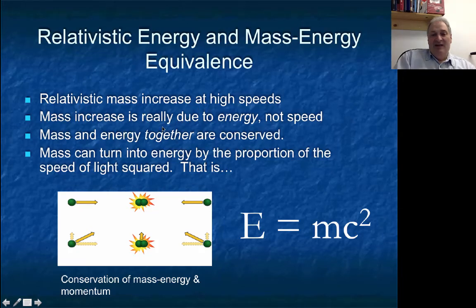The mass increase is happening because of energy, really, not because of speed. Because remember, kinetic energy is 1/2 the mass times the velocity squared. Well, the velocity can't go up when you get close to the speed of light, but the mass can. So what's really conserved is not mass by itself, it's the sum of mass and energy together. It's mass energy. So mass can turn into energy, and the equation that describes the conversion is E equals mc squared. Got that? That's about all you need to know about that.